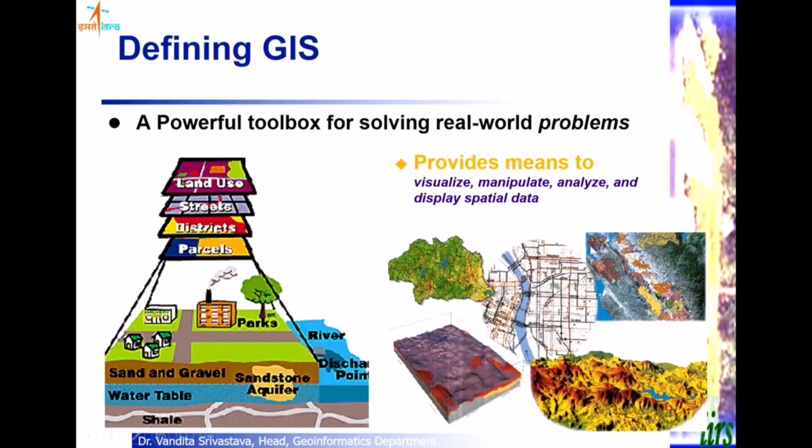So we can say that it provides means to visualize the geographic information. We need to store, manipulate, analyze, display and disseminate the geographical data or spatial data. If we call it a spatial information system, then spatial data. So a toolbox that will provide all of these can be called a geographical information system or spatial information system, if we are not just talking about geo but anywhere in space.